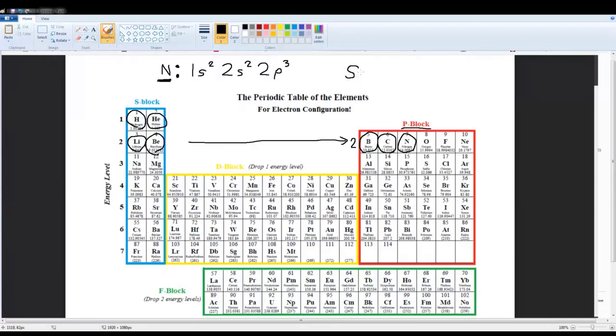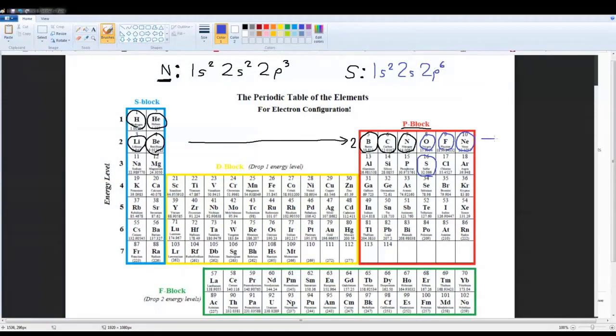So let's say you're doing sulfur. Let's jump ahead to sulfur. This is the element that I want to get to, the one right here. I still have to fill up everything from the very beginning until I get to sulfur. So I still need to do the 1s2, and the 2s2. But when I get to 2p, I'm not going to stop at 2p3. I'm going to have to fill up every place that I can in the 2p subshell. So that's 6 places, 2p6.